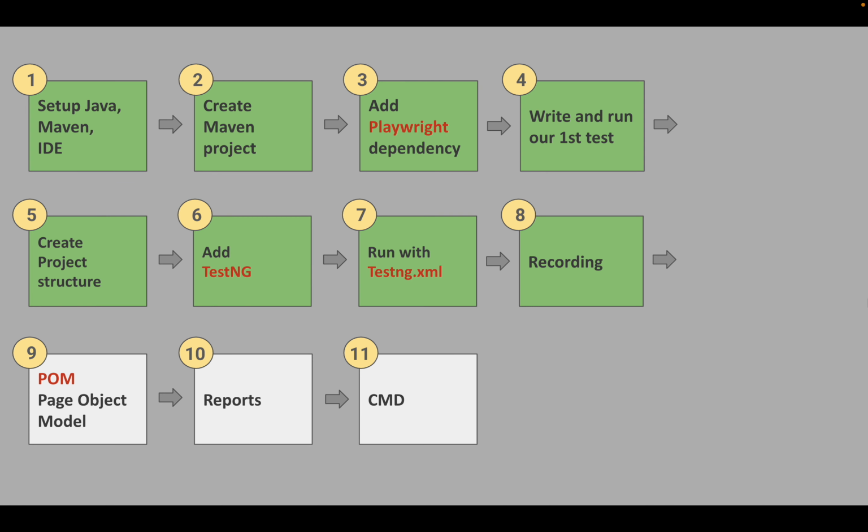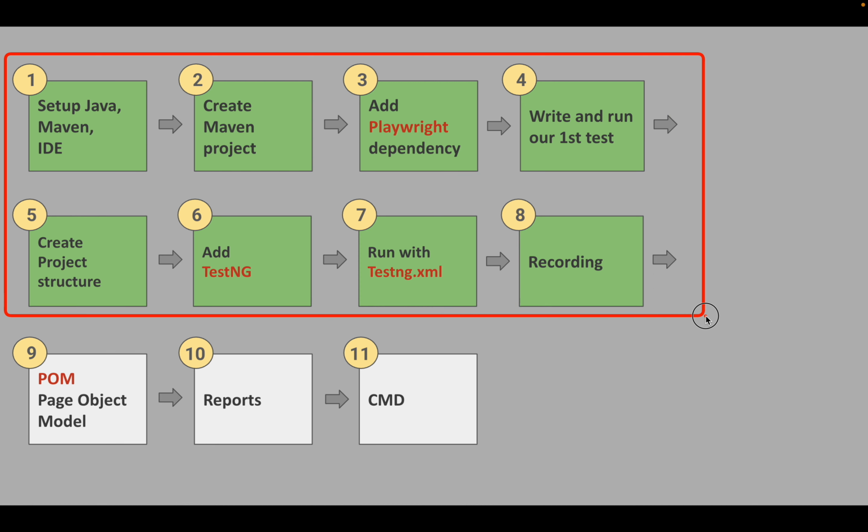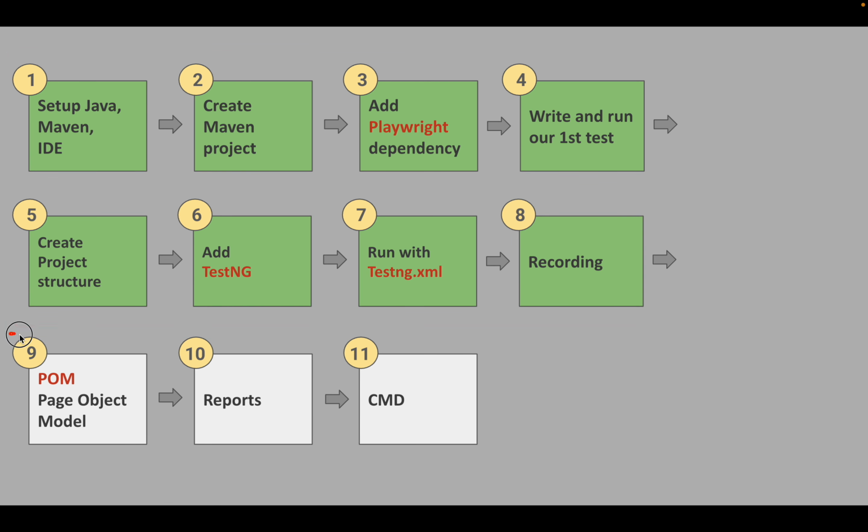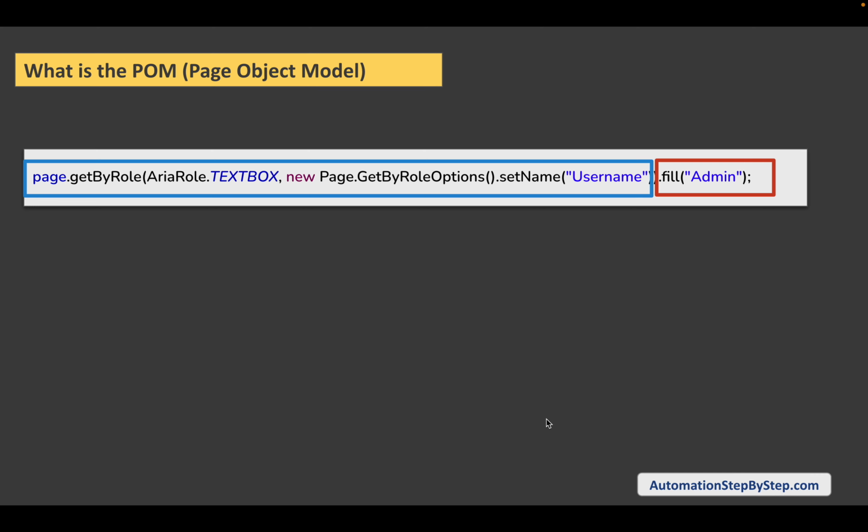So this is the next part. Until now, we have covered all these topics in our Playwright Java test automation framework. So today we are going to start with page object model, and this is going to be very exciting and it will be very easy. I will go step by step. So let's start page object model.